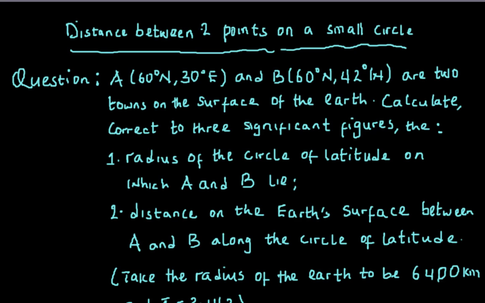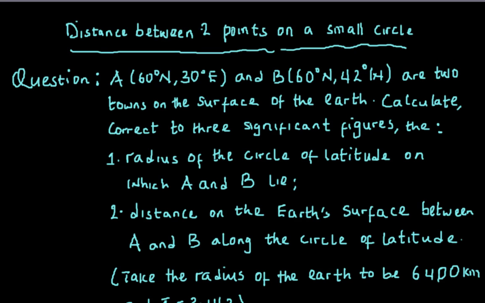So in this video, I'll be teaching you how to calculate the distance between 2 points on a small circle. I hope you can still remember that a small circle occurs when we have points on the latitude. Does that make sense? So when we have points on the latitude, we have a small circle. Now I've got this question which I'll be using to explain this topic.